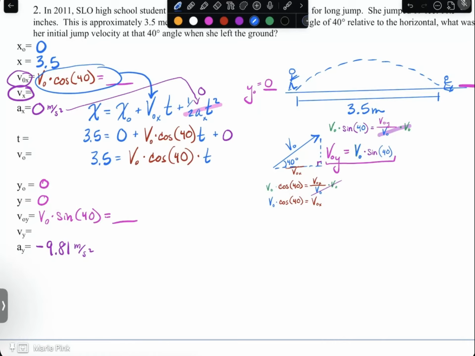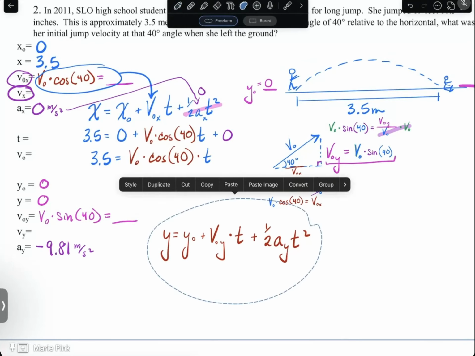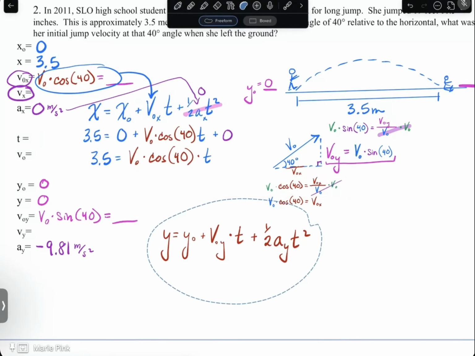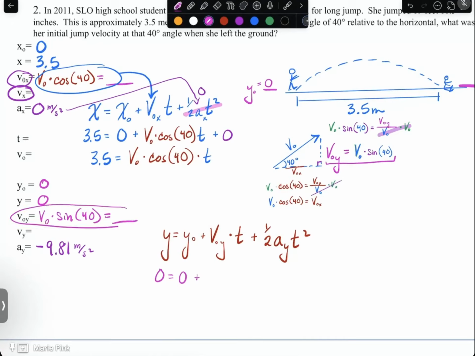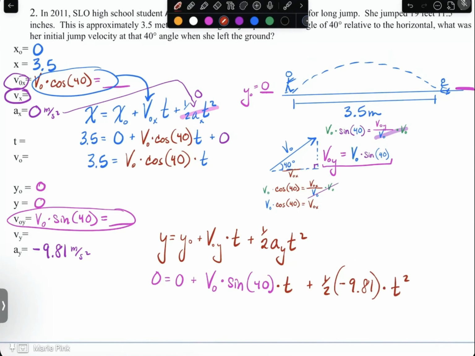So now I'm going to do the y direction. Here's the y direction equation. What I need to do now is plug in the things I know. Starting and ending height for the y direction is 0. For v naught y, I'm going to use this. Time is still t. Acceleration in the y direction is negative 9.81. Again, I have 2 equations and 2 unknowns.